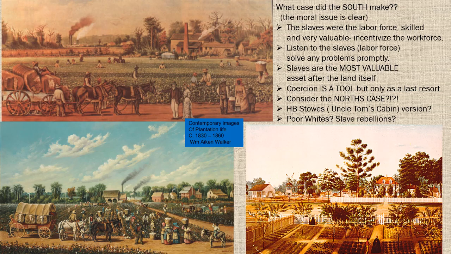So let's take a look at some of these images. The image there on the upper left and the lower left, those were painted by a famous painter named William Aiken Walker. The paintings themselves are kind of naive. He's almost a formula painter. In other words, you see the same images again and again and again. William Aiken Walker was born before the Civil War in the 1830s. He grew up in the South. He's from South Carolina. He was active in the Civil War as a Confederate soldier. Evidently, he was wounded in action at Seven Pines. But he was also a natural artist, as you can see here. And he painted these images of the South.